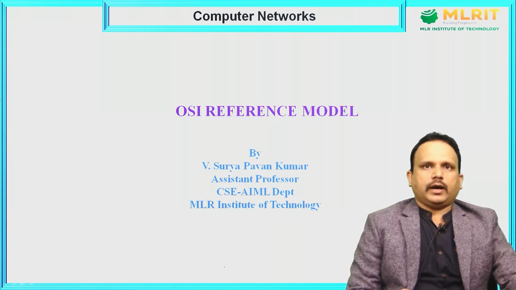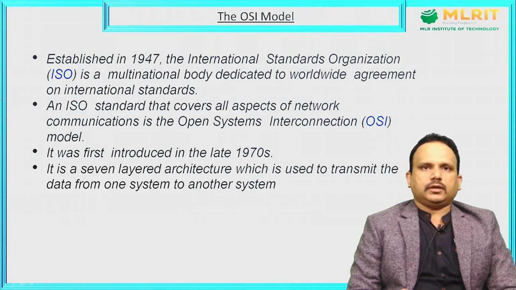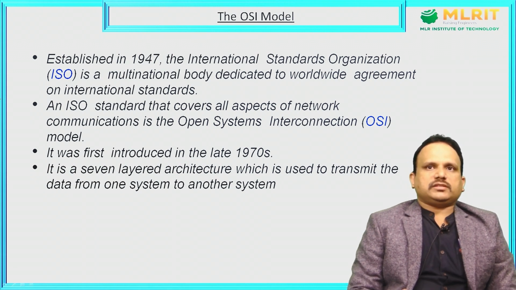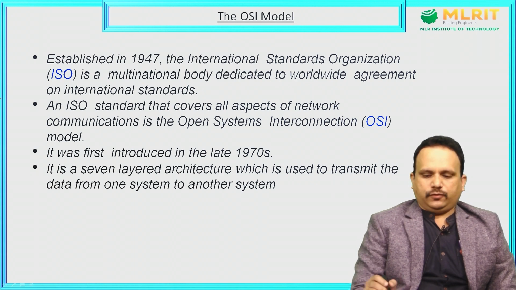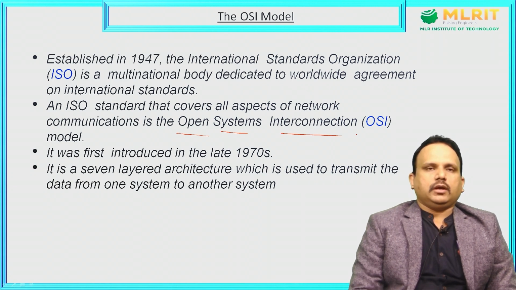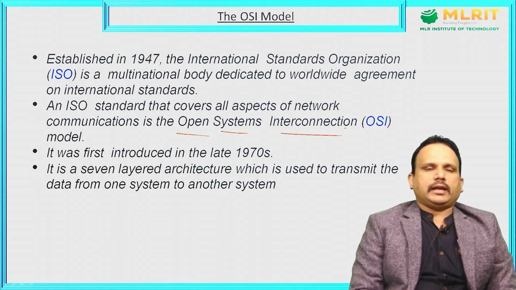So, in this video, I am going to clearly explain the overview of the OSI model, and after that, we are going to discuss the functionalities of each and every layer. OSI stands for Open System Interconnection. This model was established in 1947. The International Standard Organization, ISO, is a multinational body dedicated to worldwide agreement on international standards, and the ISO standard that covers all aspects of network communication is Open System Interconnection.